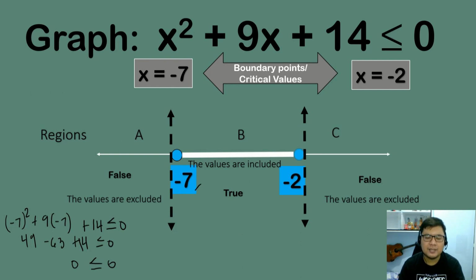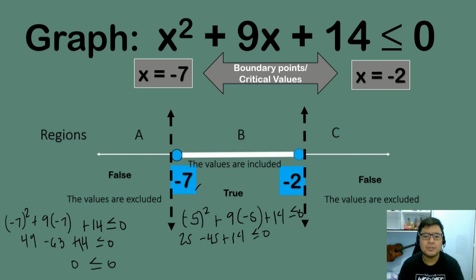How about yung nasa gitna? Try tayo nung nasa gitna. Let's try negative 5. So nasa gitna siya ng negative 7 and negative 2. So magiging negative 5 raised to the second power plus 9 times negative 5 plus 14 is less than or equal to 0. Negative 5 to the second power is positive 25. 9 times negative 5 is negative 45 plus 14. 25 minus 45 is negative 20. Negative 20 plus 14 is negative 6. So we have negative 6 is less than or equal to 0. So tama yung negative 5.